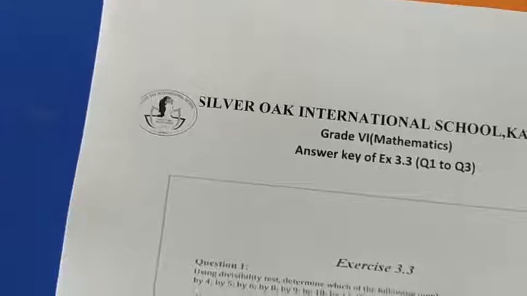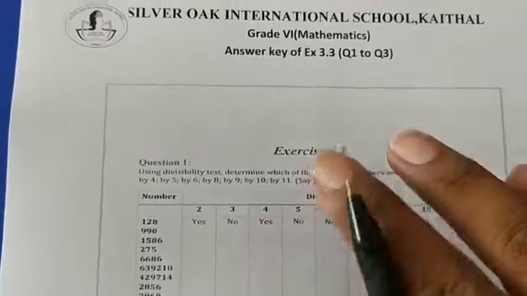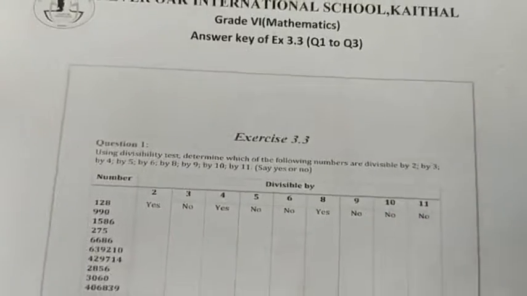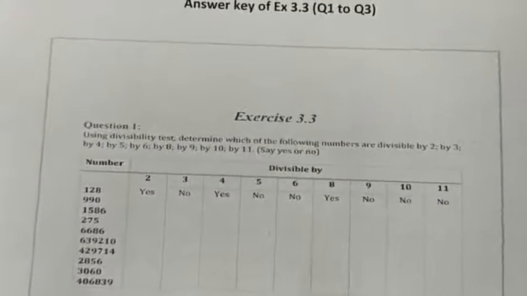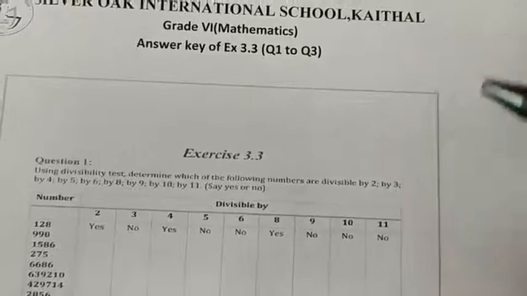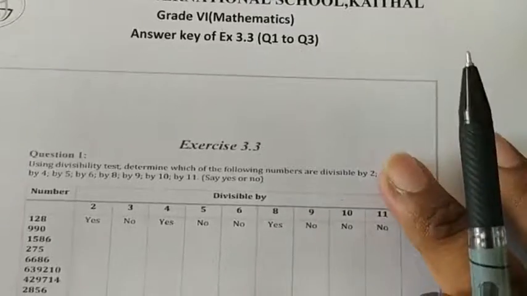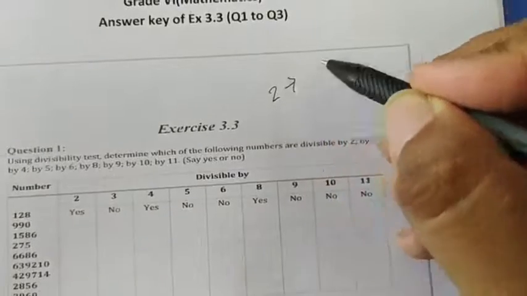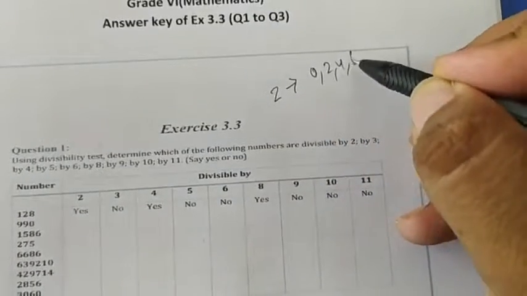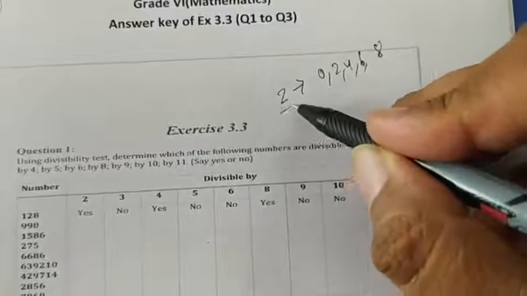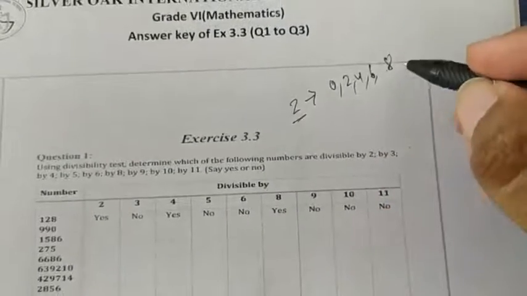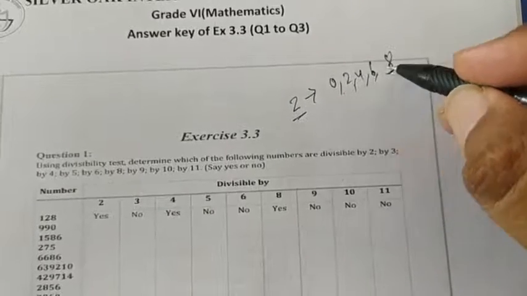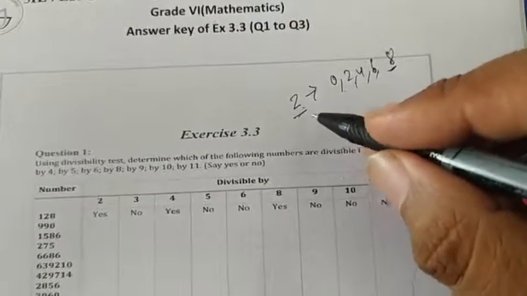After 3.2, the next exercise is 3.3, divisibility tests of the different numbers. I am explaining the divisibility tests, and you have to do this exercise by yourself only. First is the divisibility test of 2. If any number ends with 0, 2, 4, 6 or 8, that number is divisible by 2. Whose last unit place is either 0, 2, 4, 6 or 8, that is divisible by 2.